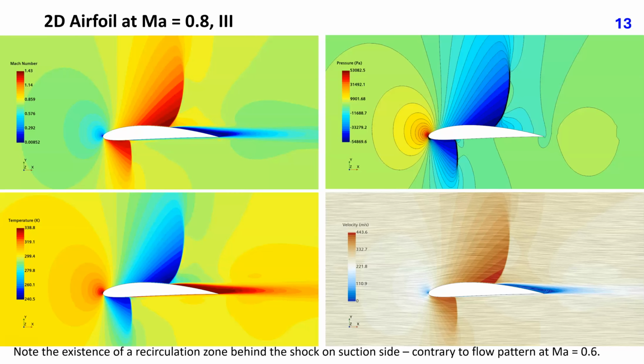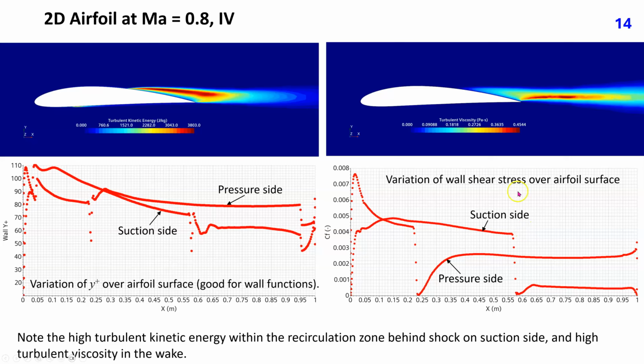Note also the existence of a recirculation zone behind the shock on suction side, contrary to flow pattern at Mach equal 0.6 and to inviscid flow pattern. These two plots show contours of turbulent kinetic energy and turbulent viscosity around the airfoil. Both quantities have non-zero values only in the boundary layer and in the wake, where viscous effects are important. Further away from the airfoil and its wake, they are negligible.